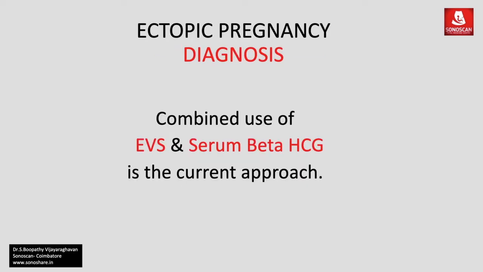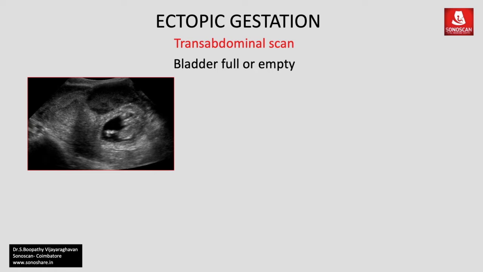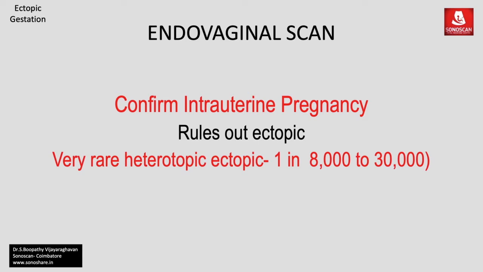Pregnancy is assessed by combined use of endovaginal ultrasound and serum beta HCG, irrespective of whether the bladder is full or empty. Why this should be done? One in 1,000 to 30,000 cases. So it is very rare. So when you see an intrauterine gestation, you practically exclude ectopic.